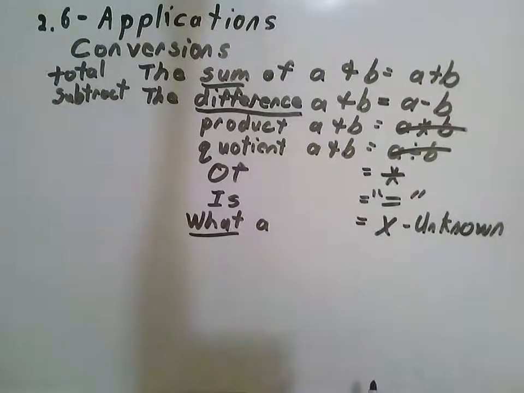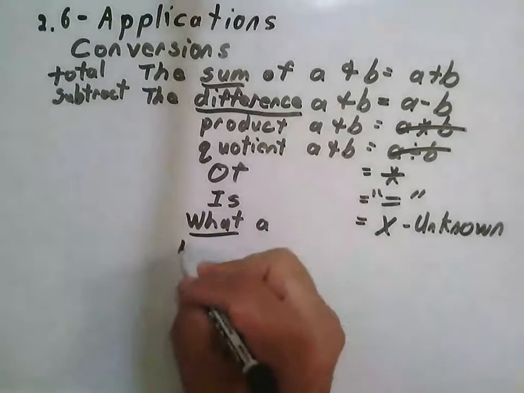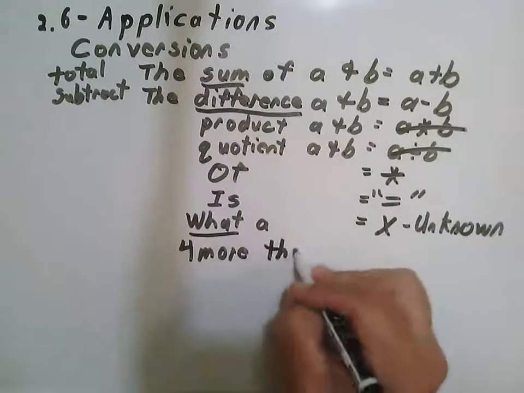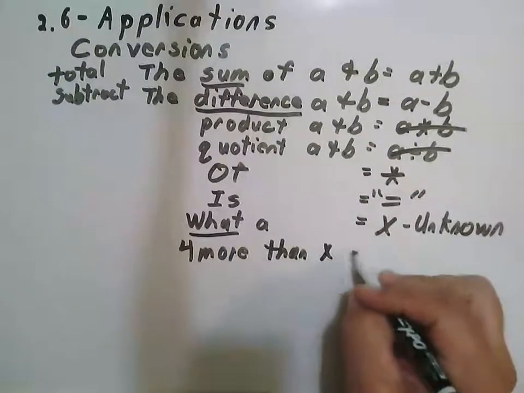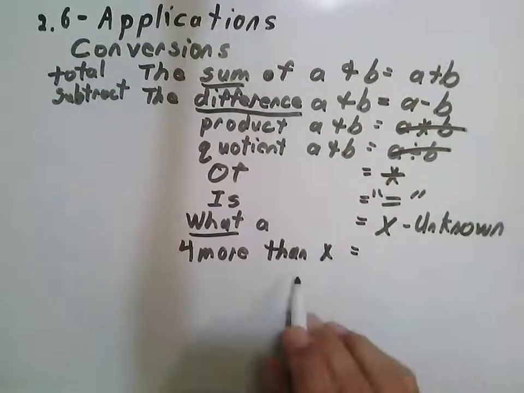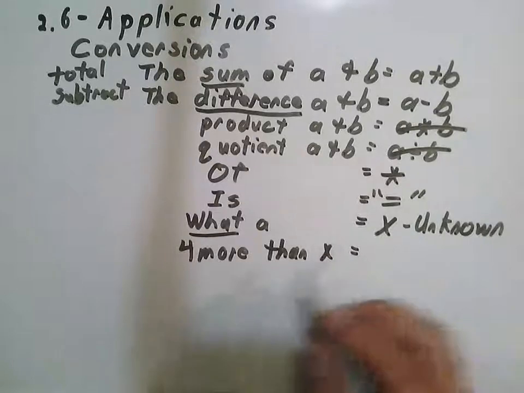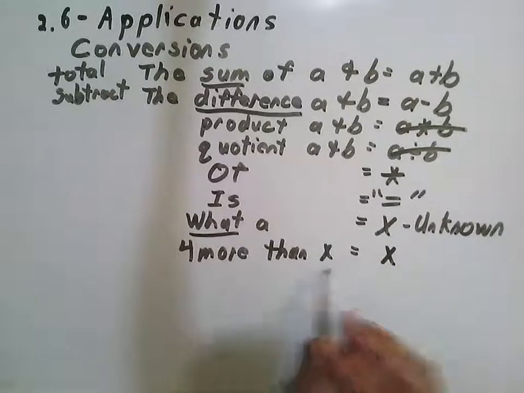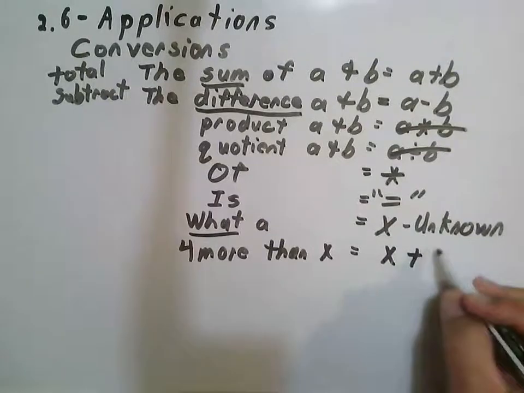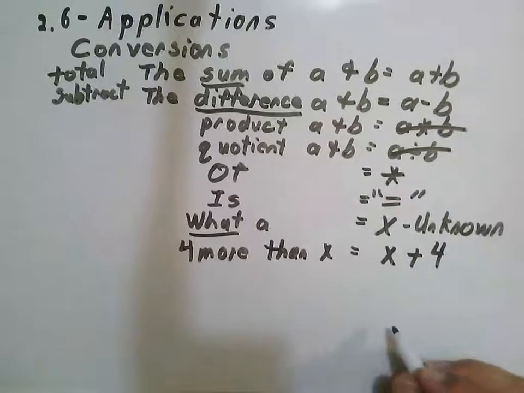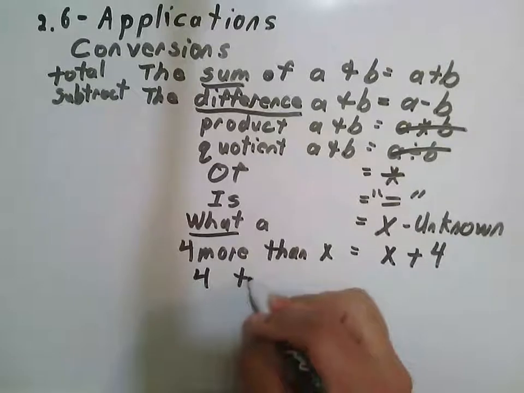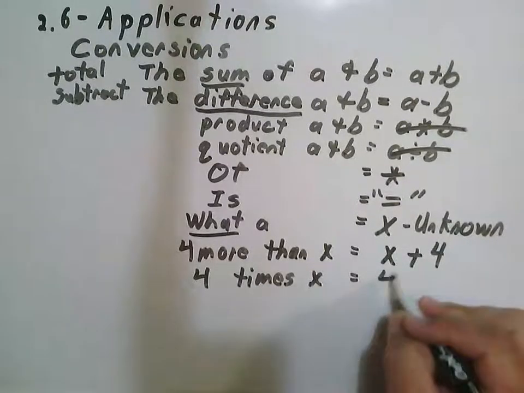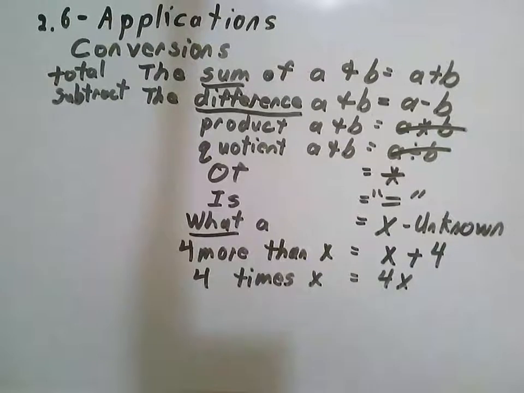So, whatever works for yours. Anytime you see something that says 4 more than x, it is just written out exactly the way you see it: 4 more than x. That means I have x, and then I add 4 to that. If it says 4 times x, that's telling you it's 4 multiplied by x, or 4x.